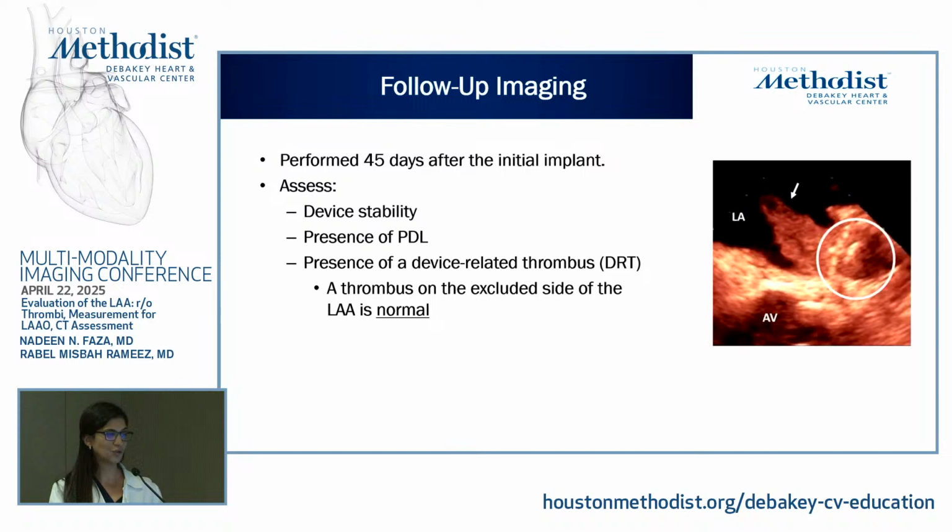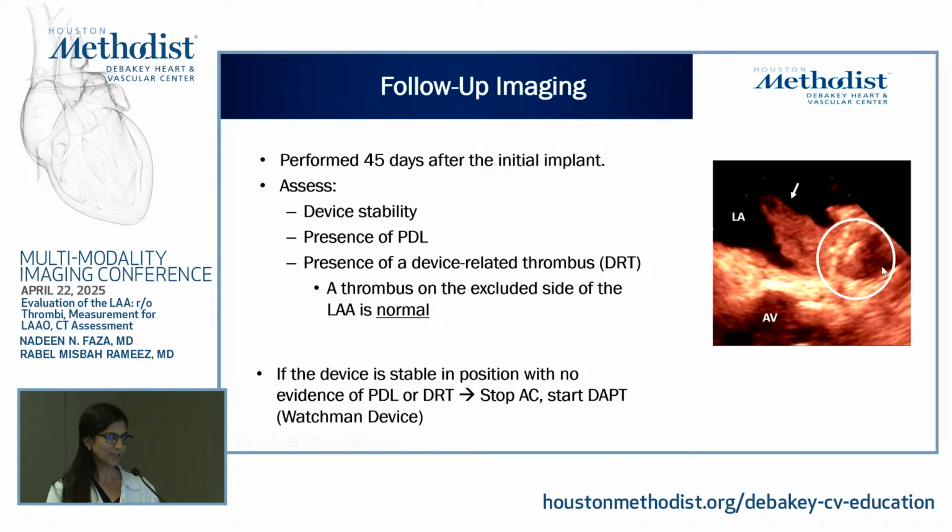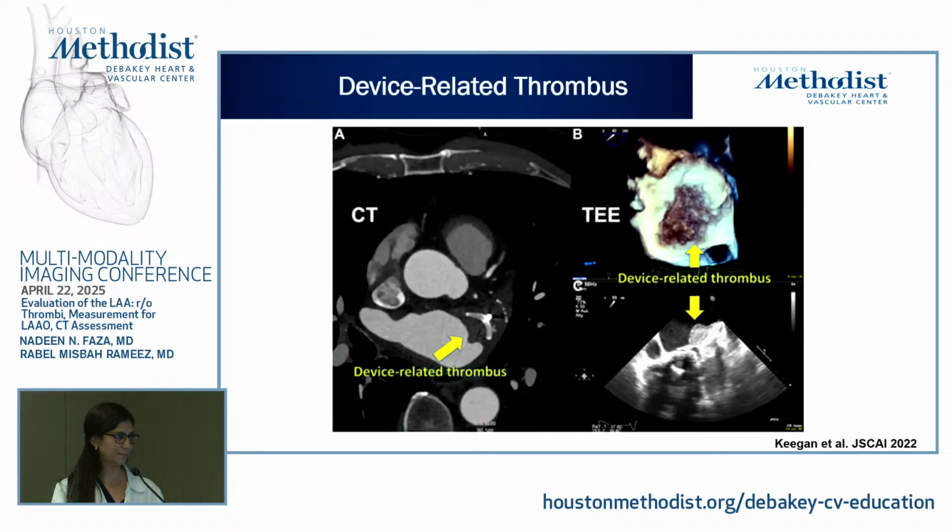which is usually on the atrial side. This one, that's more concerning. A thrombus on the excluded side of the appendage is not concerning. And if your device is stable in position with no evidence of peri-device leak or device-related thrombi, then in cases of Watchman device, you can stop the anticoagulation and start dual antiplatelets. Patients with the Amulet device are on dual antiplatelet therapy.